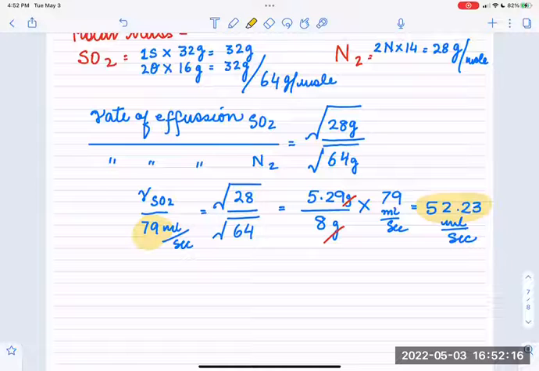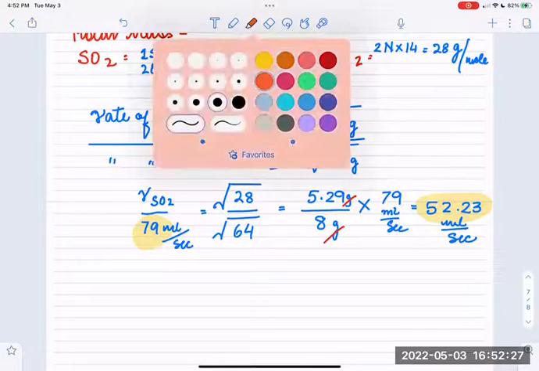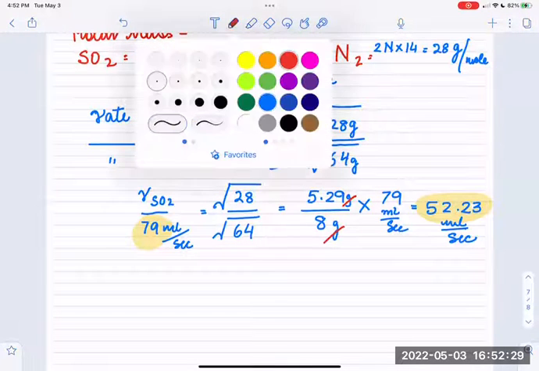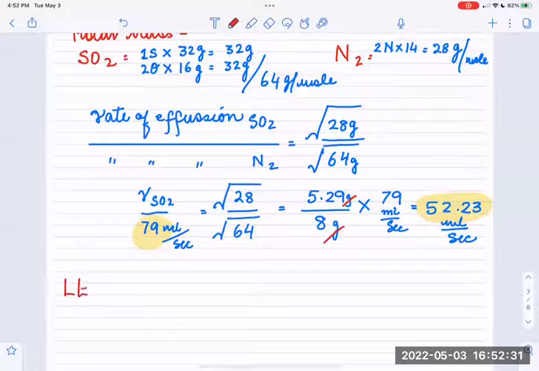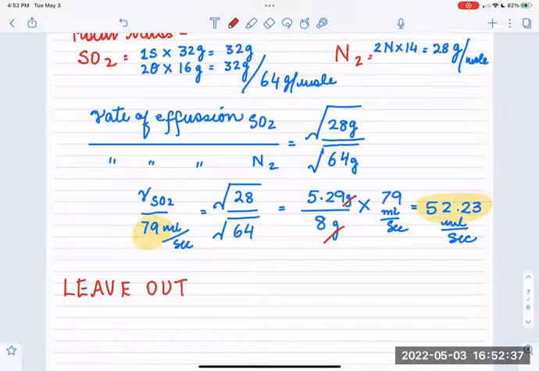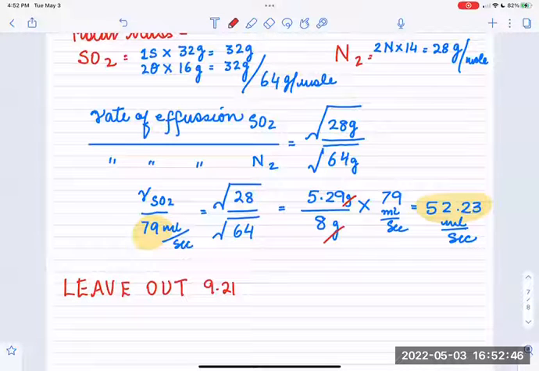Okay, so that is 4:1. So this is 52.23 milliliters per second. Okay, as I mentioned, you are leaving out 9.21, because here they're wanting your time and all that stupid math calculations. Yeah, you leave it out in the extra credit.